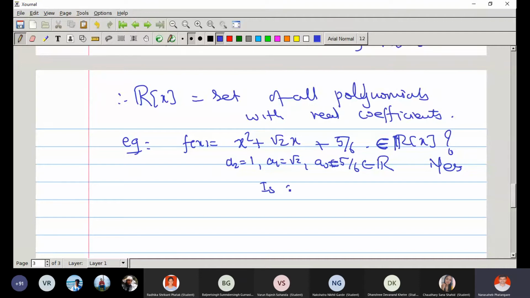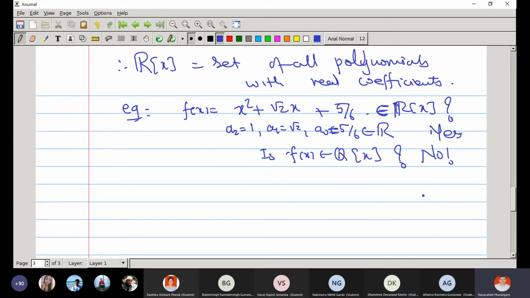Now, does f(x) belong to Q[x]? No, because the coefficients are not rationals. Is f(x) in Z[x]? No, because the coefficients are not integers.